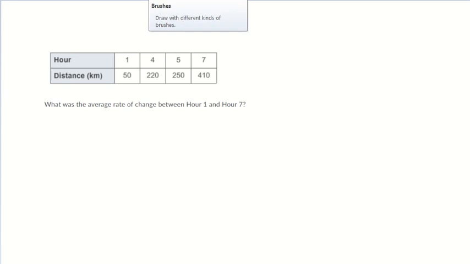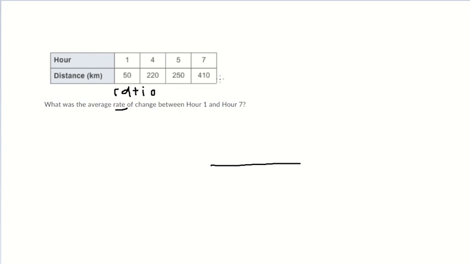Okay, so to solve these sorts of problems, what you're trying to do is set up a ratio, right? A rate is another way of saying ratio, a rate of change between hour 1 and hour 7. Another way of saying ratio is just like saying fraction, okay? So a rate, a ratio, and a fraction are all the same thing. Now we just need to figure out what's going on the top and the bottom of our fraction, okay?